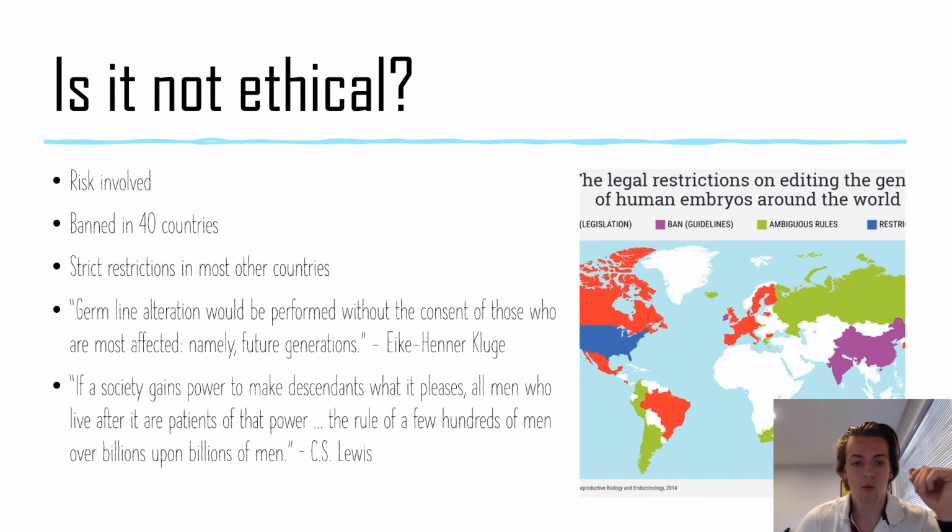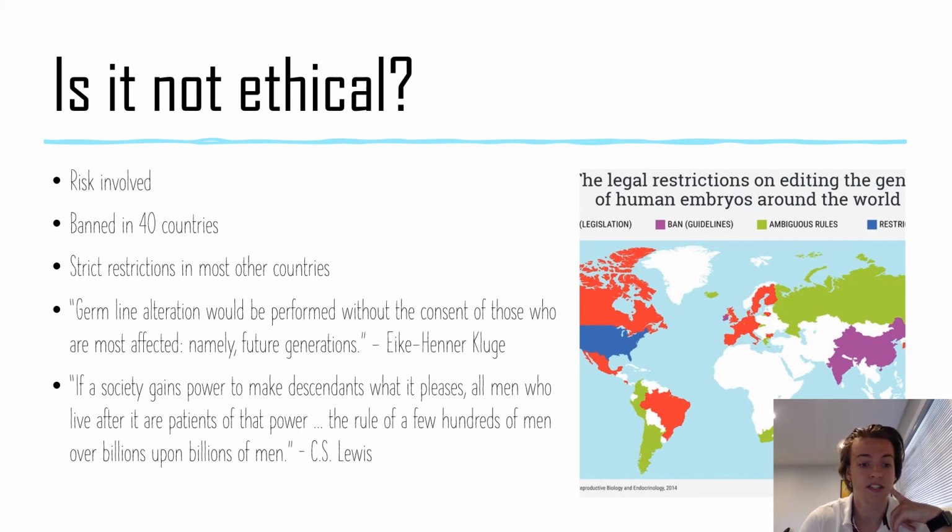Germline alteration would be performed without the consent of those most affected, namely future generations. And that really sparks interest because they are having no say in whether they're getting altered or not. But again, if this was someone telling me that, I would say, then how come abortion is legal? How come we can kill these babies without their consent, but we can't change their genetics without their consent? I feel like that's a lot less intense.